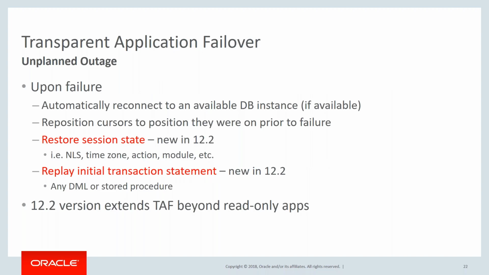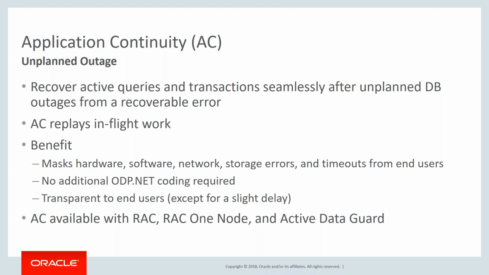So unplanned outages work just as great in unplanned outage scenarios as they do in planned outage scenarios with TAF. So the same things happen that I just described, and I just wanted to note that the new features in the 12.2 version of TAF really make things easier and really extend the ability to use TAF beyond read-only apps. It now has some basic transactional support, so that you can start supporting write apps or things that start changing data. So that was fast connection failover and TAF.